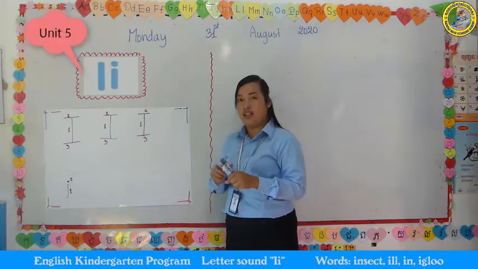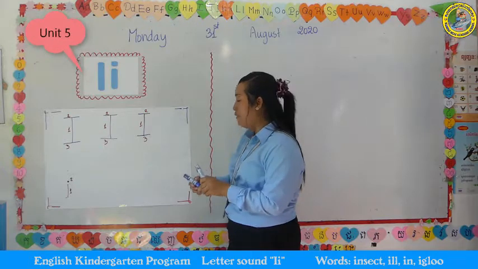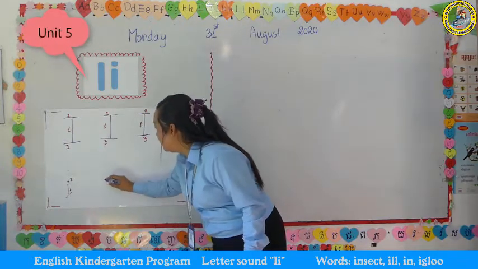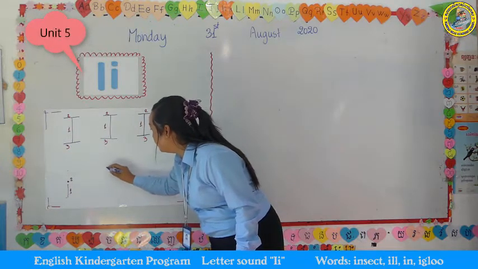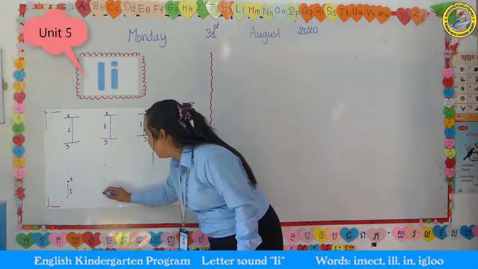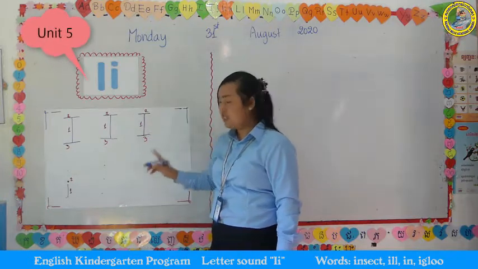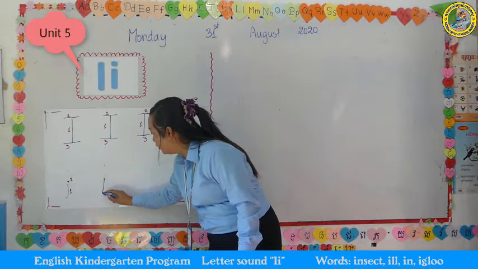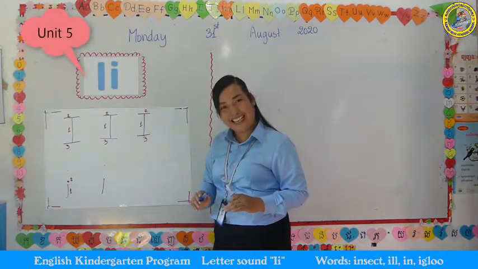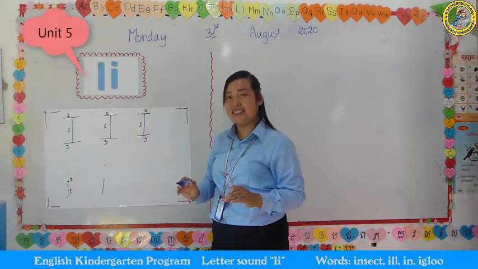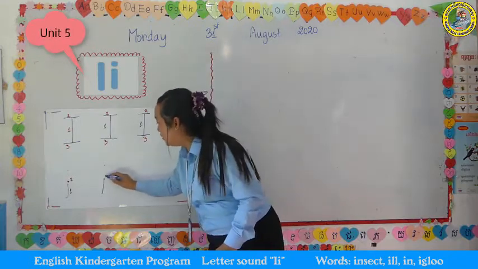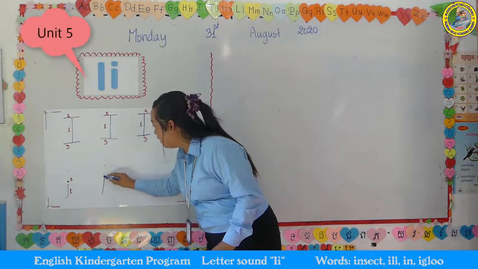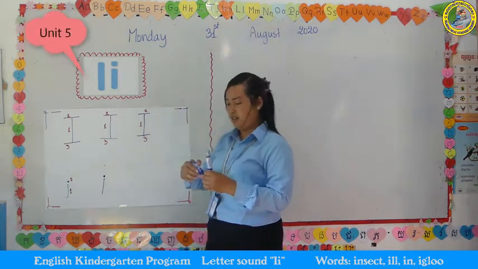Okay, now please look at the teacher carefully. Okay, everyone. This is the top, the middle, and the bottom. We just make a line from the middle to the bottom. Okay, and go to the middle and make a dot. The dot like here, the dot.